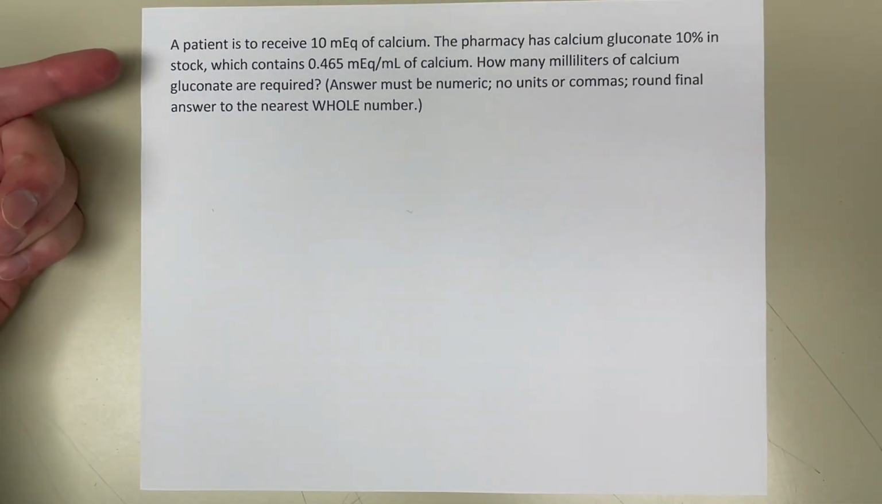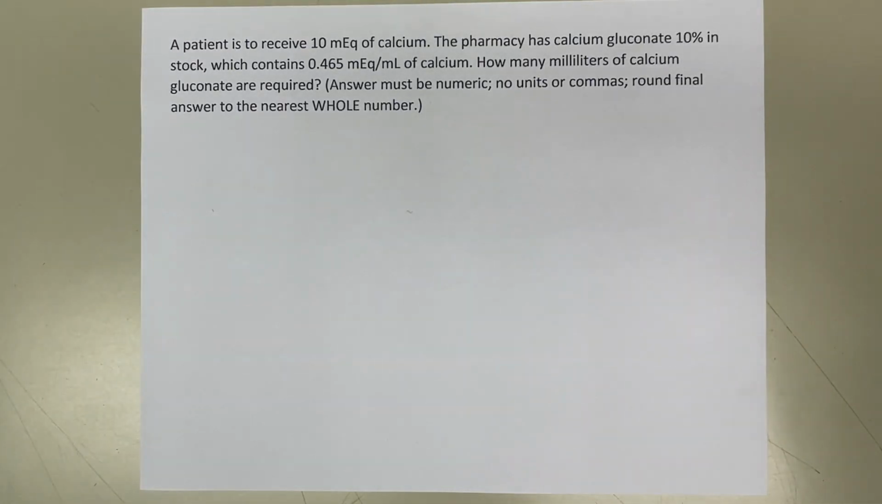A patient is to receive 10 milliequivalents of calcium. The pharmacy has calcium gluconate 10% in stock, which contains 0.465 milliequivalents per milliliter of calcium. How many milliliters of calcium gluconate are required?